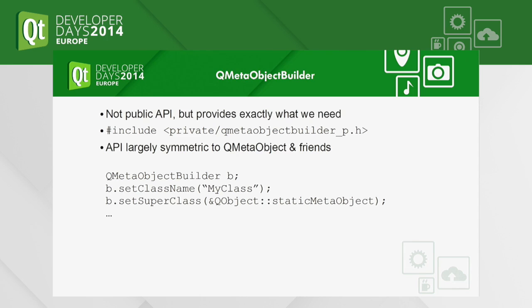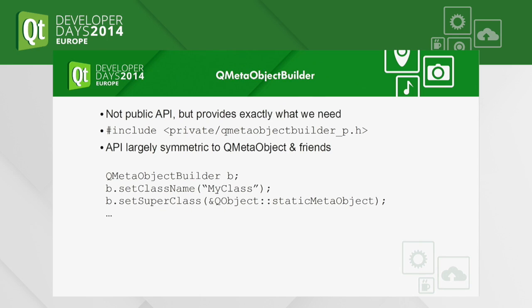If you haven't heard about that, it's because the documentation doesn't tell you it exists, because it's private API. But since the module split in Qt 5, all the private headers are fortunately installed, which is awesome, and we can use a whole lot of this stuff. If you look at QMetaObjectBuilder, you'll see that the API is largely symmetric to QMetaObject. So it basically has all the setter methods that we are missing in QMetaObject itself.